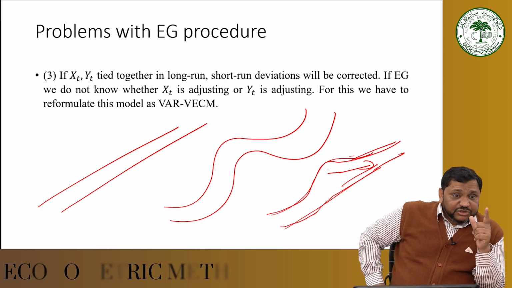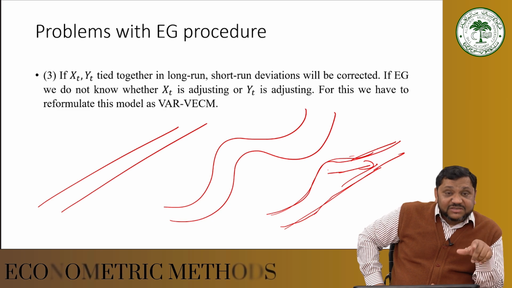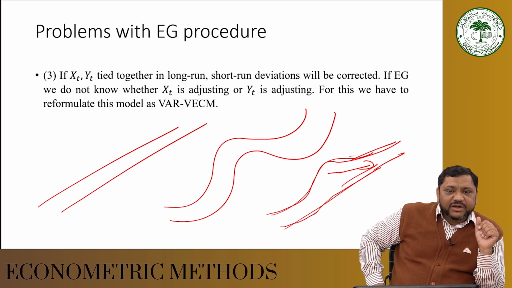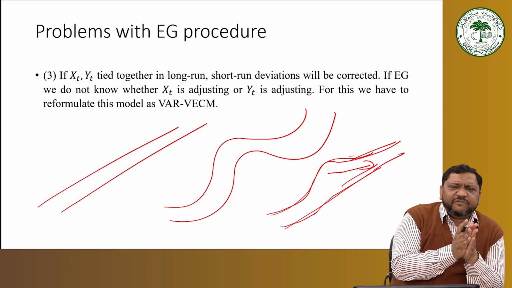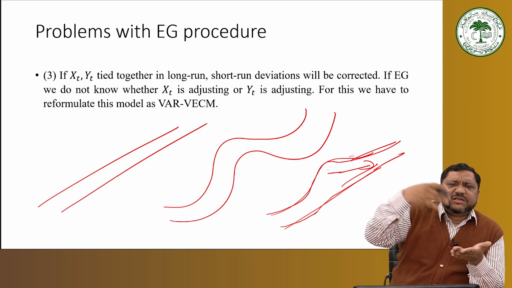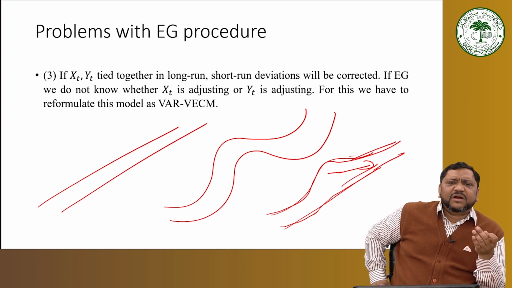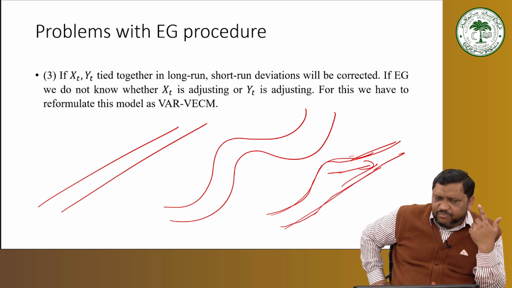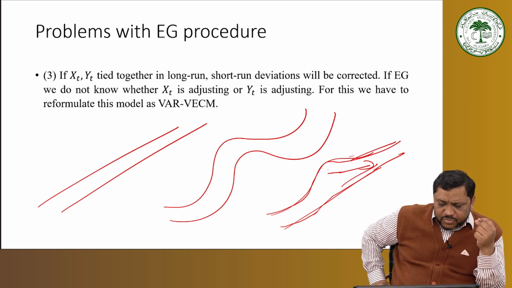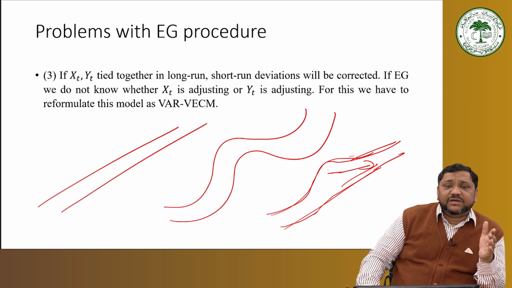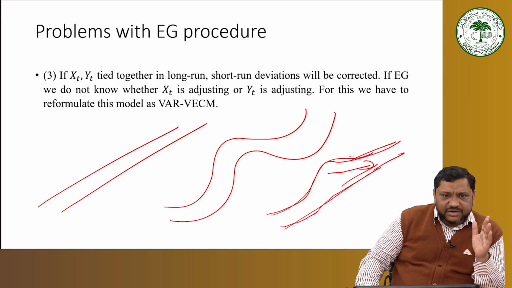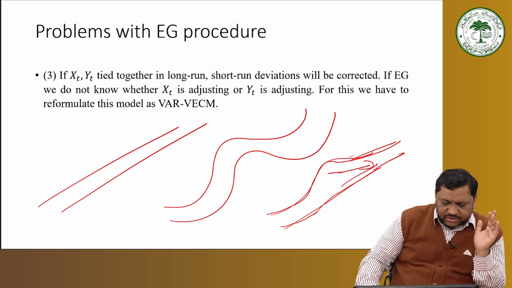In Engle and Granger, we do not know whether xt is adjusting or yt is adjusting. This is basically a limitation of Engle Granger, but once we have found the cointegration, the next thing we have to do is to estimate the error correction model. We will study the error correction model in our upcoming classes. So Engle Granger is not completely giving the correct picture. We have to estimate other things also.